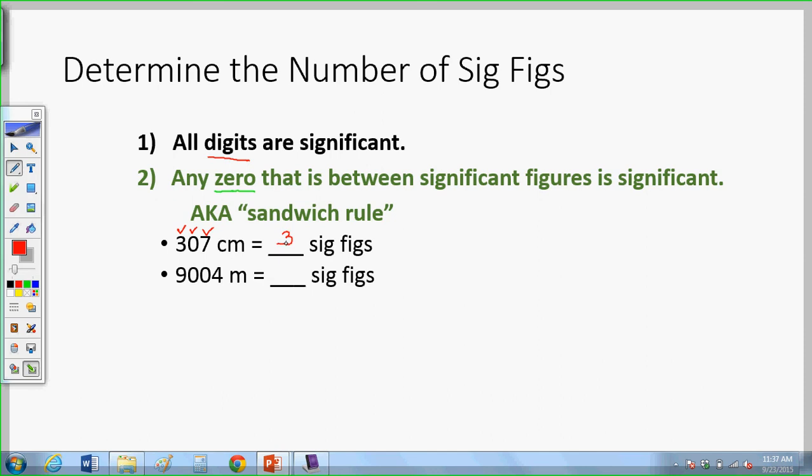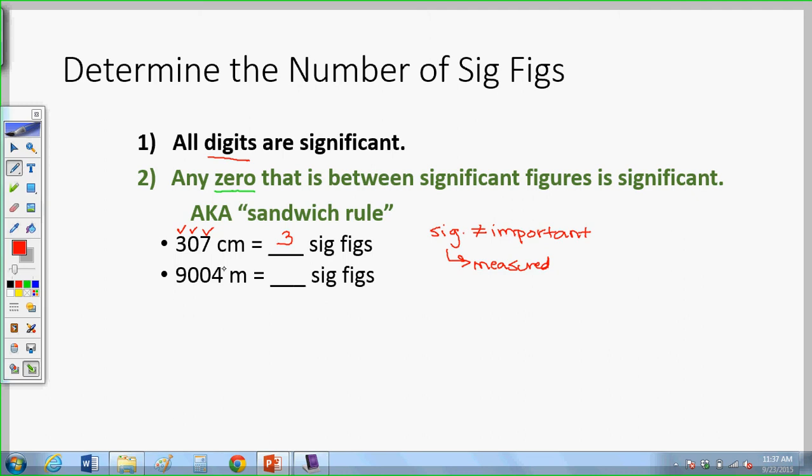Often when students hear the word significant, they think it means important, but that is not the case. When I say significant, I do not mean important. I mean that that value is actually part of the measurement from the instrument that allowed me to collect the measurement. So significant does not mean important. Instead, it means measured.